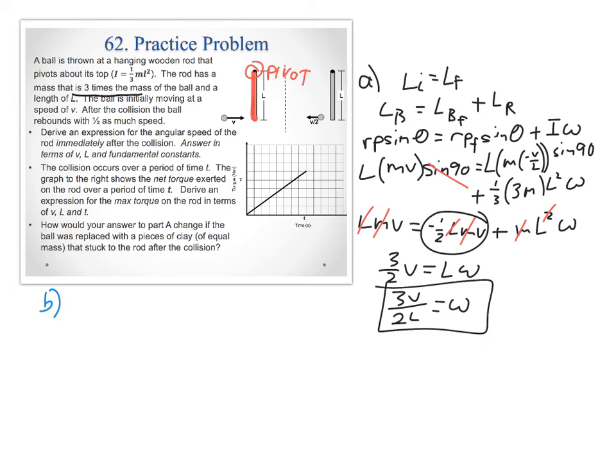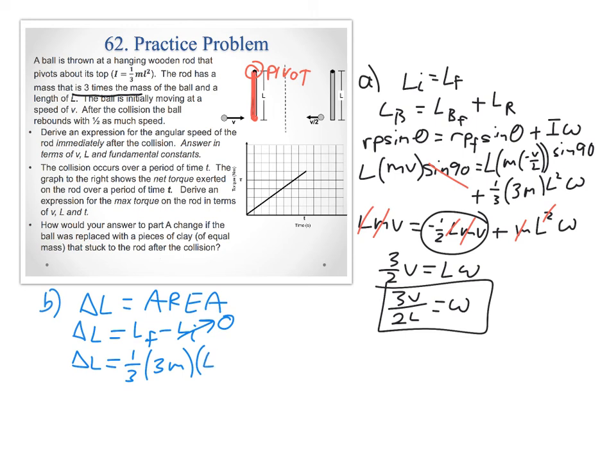So for this one, what I'm going to be thinking about is the fact that the change in angular momentum is going to be equal to the area on that graph. So the first thing I'm going to do is solve for my change in angular momentum, which is just going to be my final angular momentum minus my initial. My initial for the rod was just 0, so that goes away. So my change in angular momentum is going to be the moment of inertia of the rod, 1/3 times 3m times L squared, times my angular speed, which is 3v over 2L.